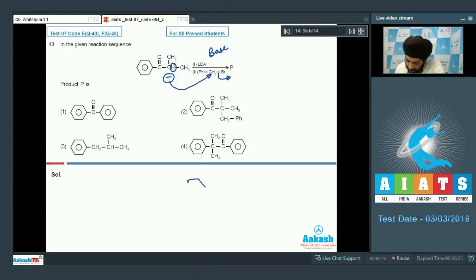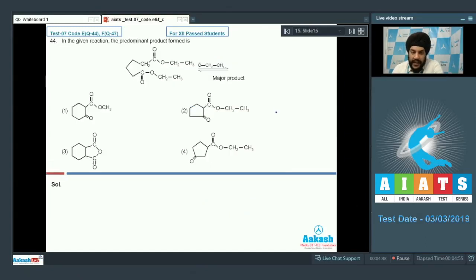So we're going to have the formation of the structure which is represented by the letter P in the question. So we have to identify the structure of P, and if you look at the options very carefully, we can see that the correct option is given to us in option 2. So for question number 43, we have to select the correct answer as option 2. Let us look at the next question.